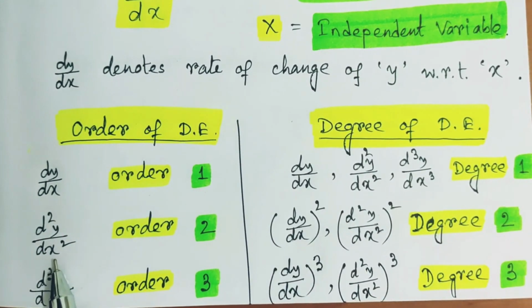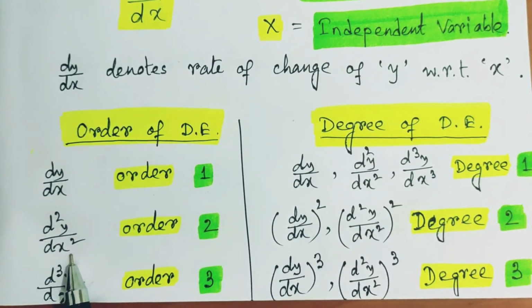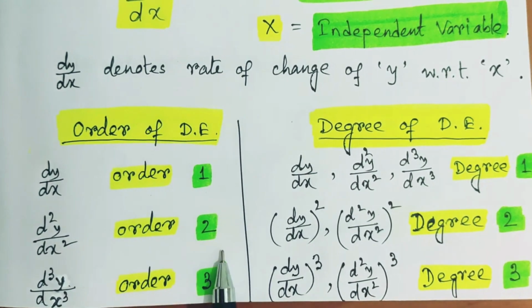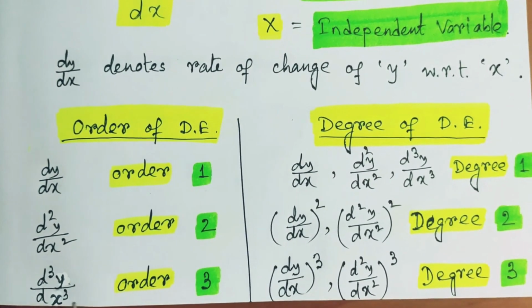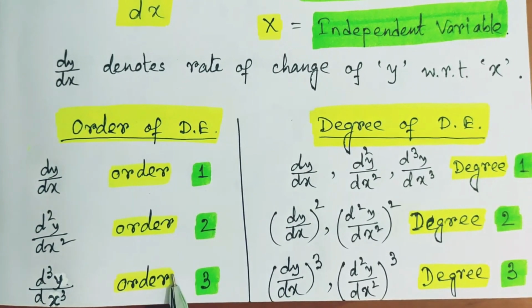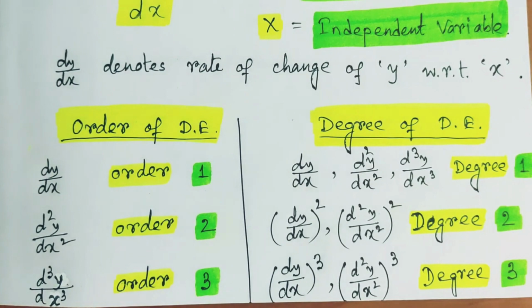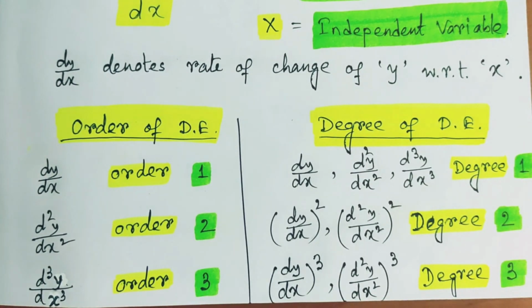If in the entire equation the highest order derivative is d square y by dx square, then the order of the differential equation is 2. If it is third order, then the order of the differential equation is 3. So in this way, by the highest order derivative involved in a differential equation, we can identify what should be the order of a differential equation.